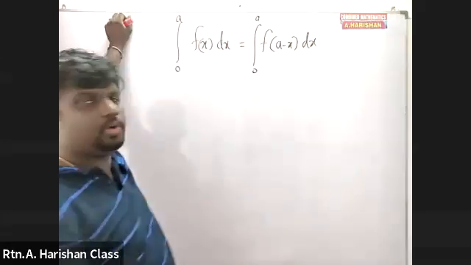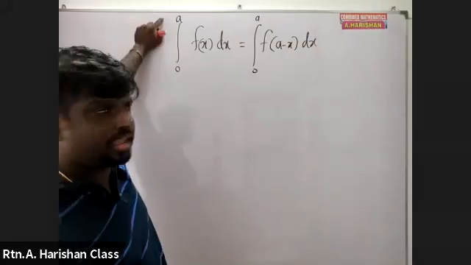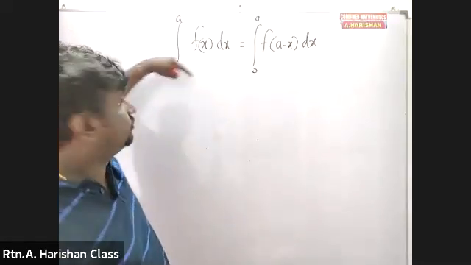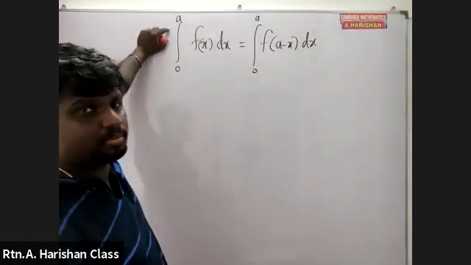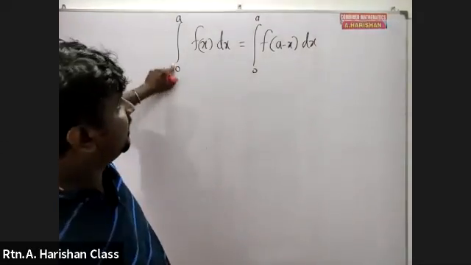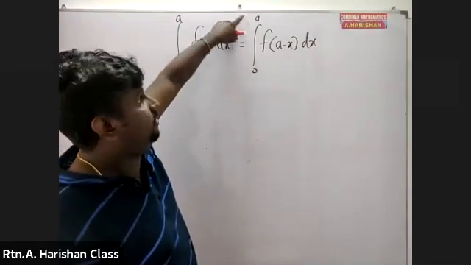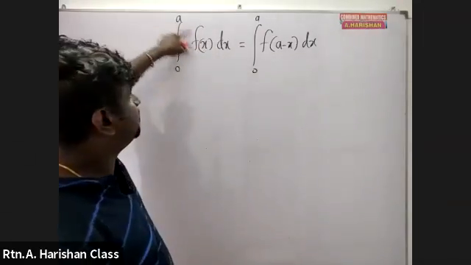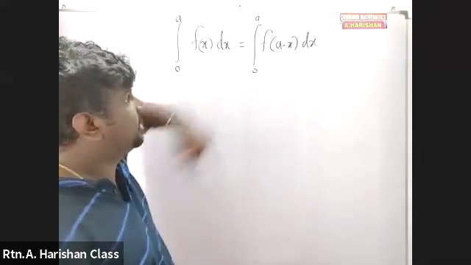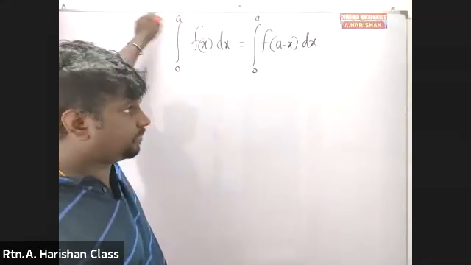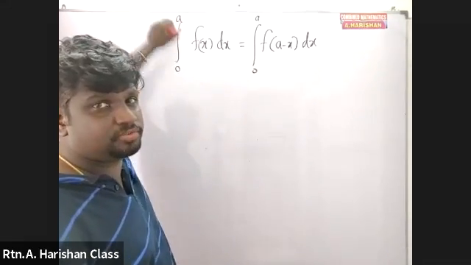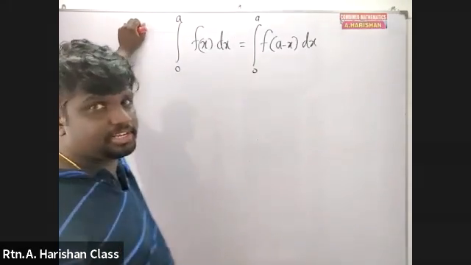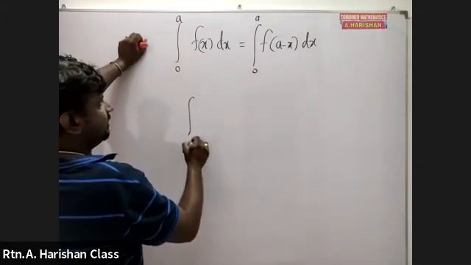Okay. So actually, if it's integral from 0 to a of f of x dx, here the limits are the only problem involving limits. You can write the same 0 to a, but instead of x you can put a minus x. So actually this is the special version of the other one.